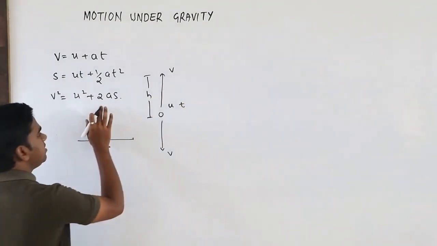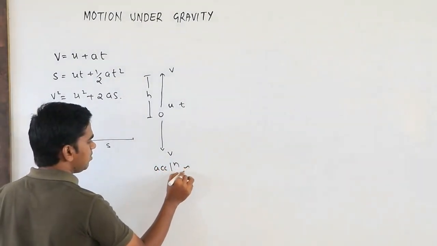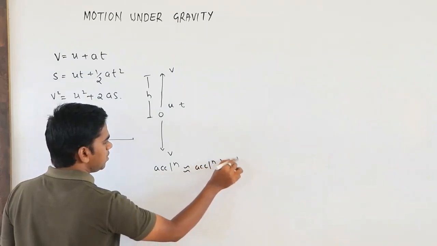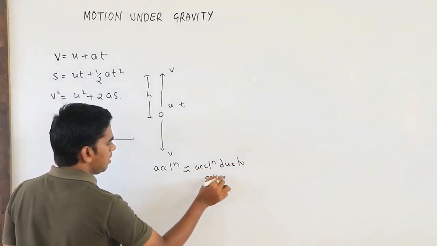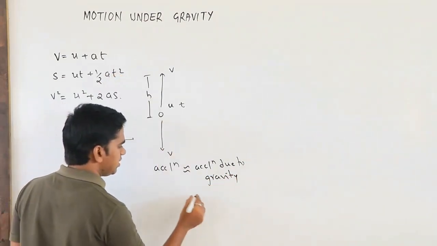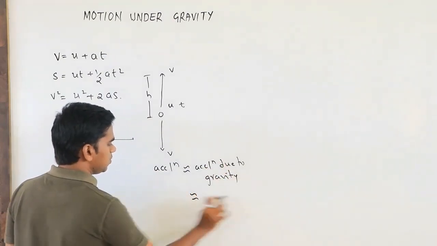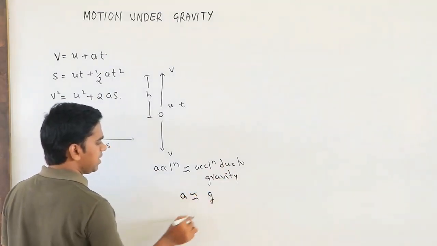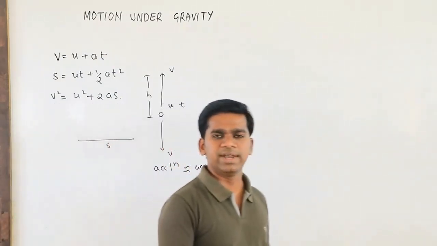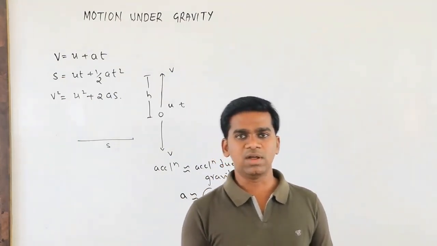What else will change? Acceleration. This is very important. Acceleration will become the acceleration due to gravity. You all know that its value is constant near the earth's surface; if you go beyond, it will change. So approximately, in place of a we have to take g, but the sign of g is very important, whether we take it positive or negative. It all depends on whether the body is moving in the upward or downward direction.